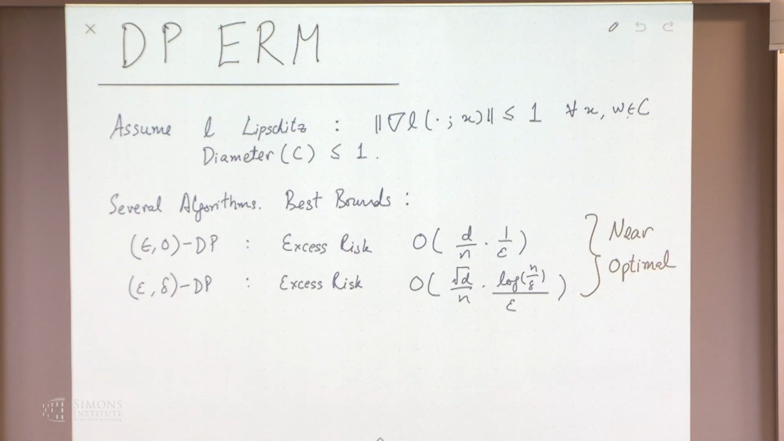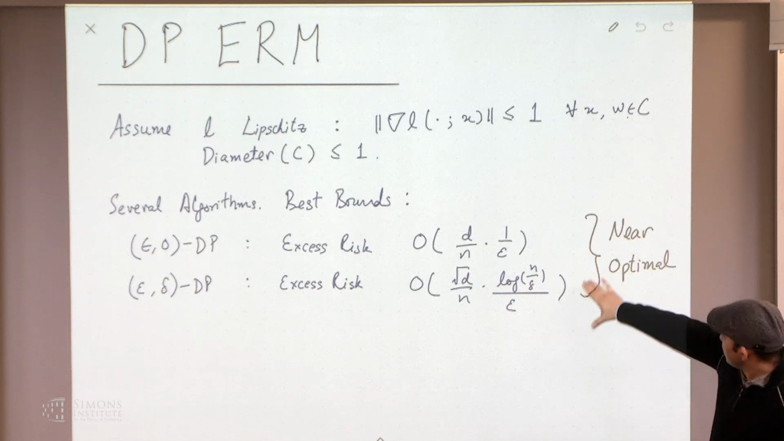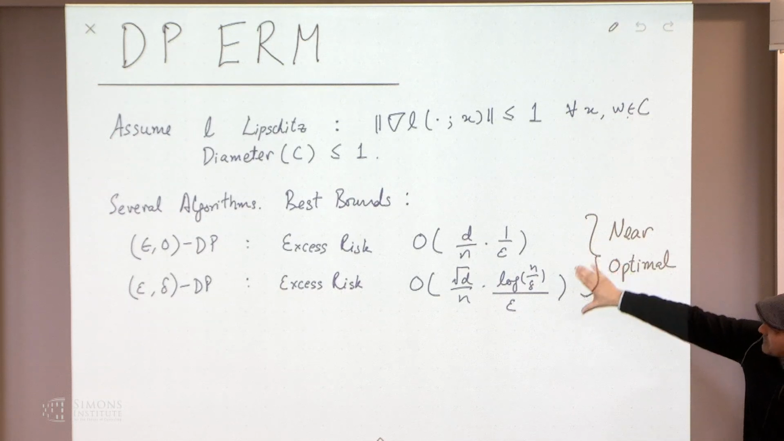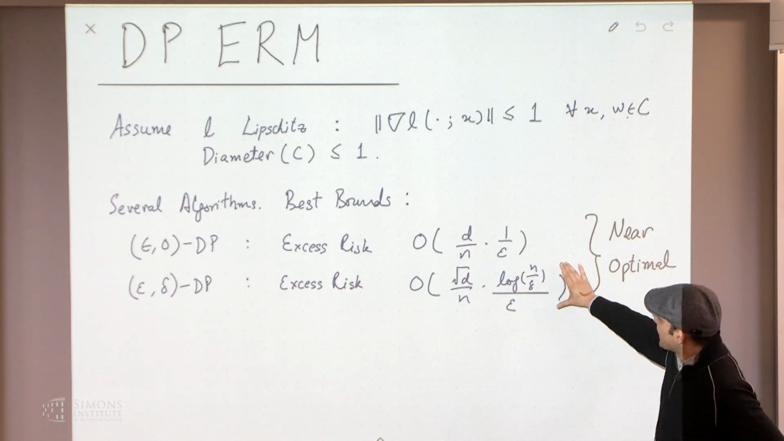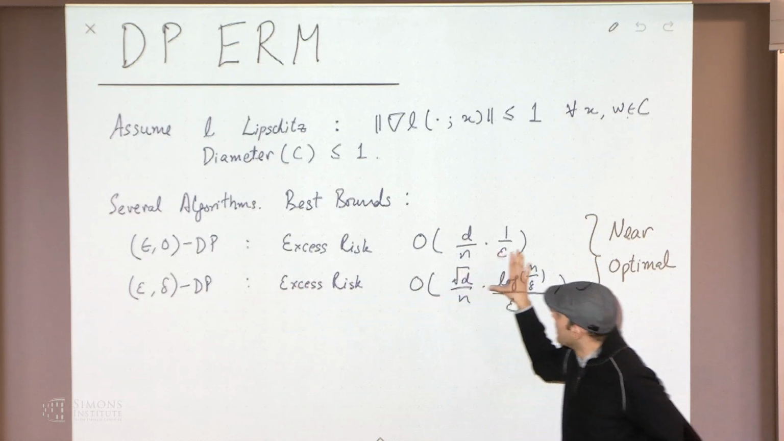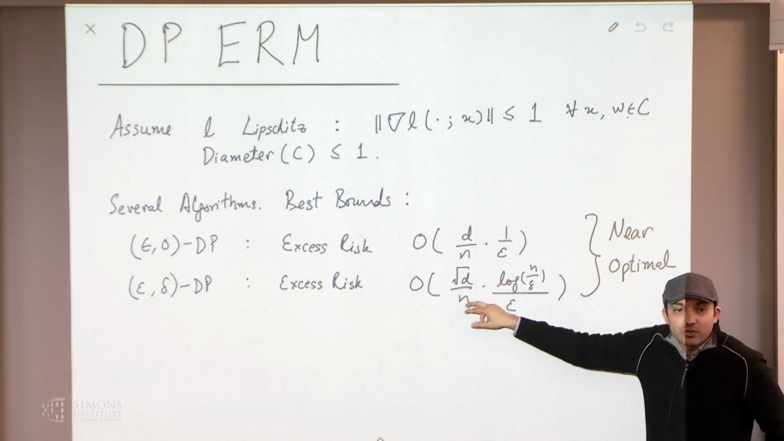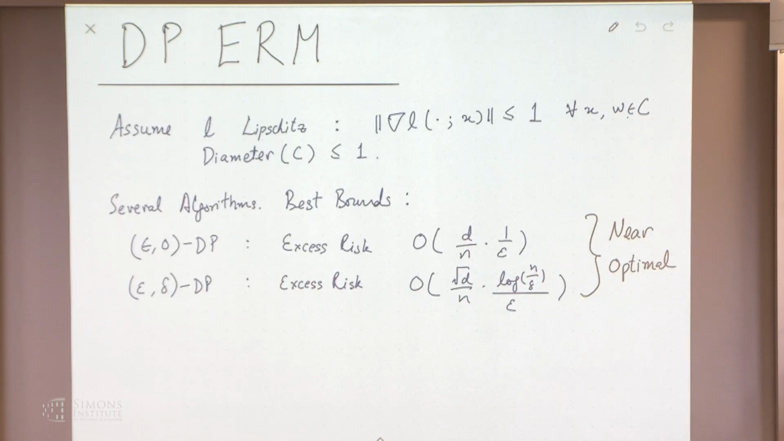So I'll just state what's known for this problem. This problem has been heavily studied, and we kind of know what's possible. I guess the important result is this one, which says that if you want epsilon delta differential privacy, the excess risk looks like 1 over epsilon times square root d over n. And this is close to optimal.